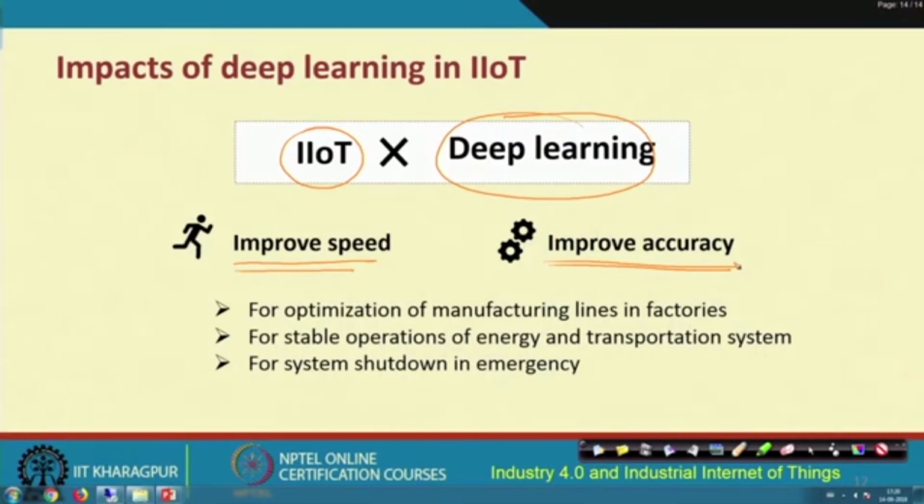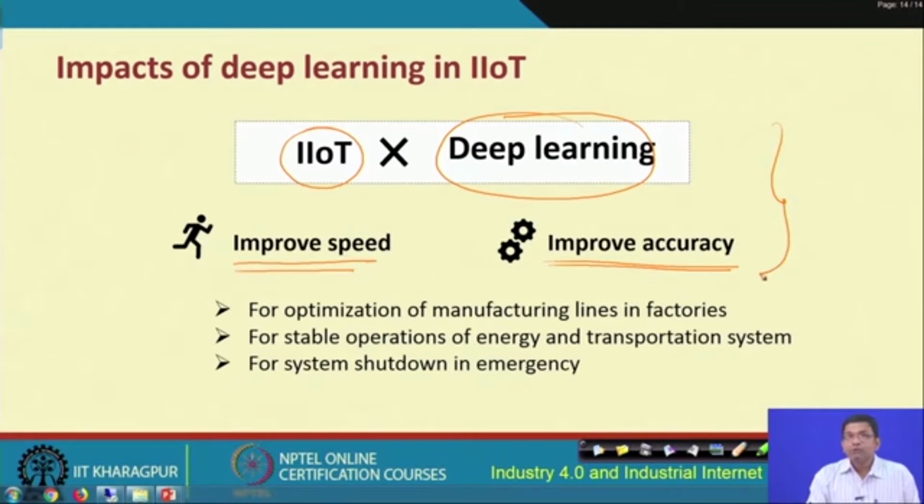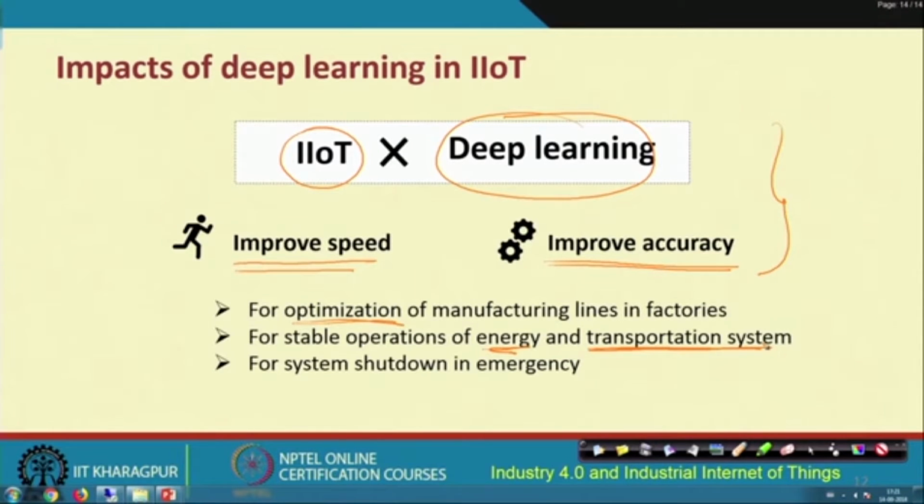So, this multiplicative effect becomes a very powerful thing, which can help manufacturing industries in the factories to optimize their product lines. It can help in optimizing the energy consumption and to improve the transportation operations. It can also help the system shut down in the case of any kind of emergency or eventuality. So, together IIoT and deep learning make things multiplicative in terms of the benefits that can be obtained, and together you get a very powerful technology.